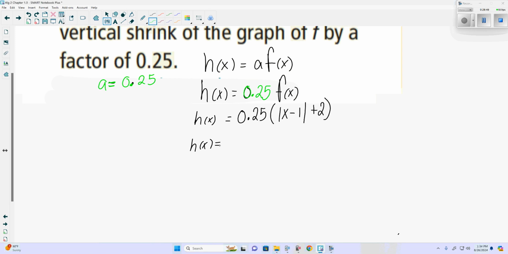And the last thing we need to do is multiply through by our 0.25. Now, when we multiply this term by the absolute value, we will not multiply through it. We'll just multiply by the number in front of it. Which in this case just becomes 0.25 times the absolute value of x minus 1. And we also need to do 0.25 times 2, positive 2. So the positive times a positive will still give us a positive, but we still need to multiply 0.25 times 2. Anybody know what that is?